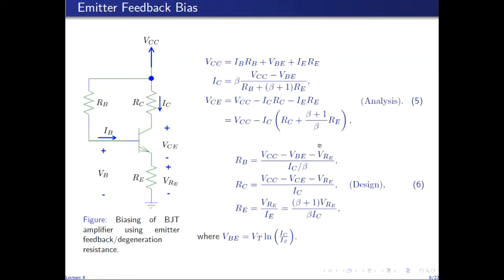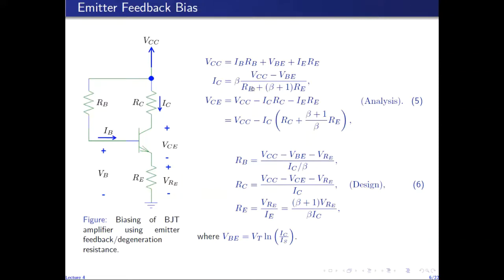But unfortunately, in this case, that cannot happen because, like I said, VRE is typically specified to be 10 to 20% of VCC, which means that the designer does not have any control over RB. It is given by VRE. So we cannot reduce RB to arbitrarily small values, and hence we cannot make it arbitrarily smaller compared to this term, and eventually we cannot obtain beta independency in this case.